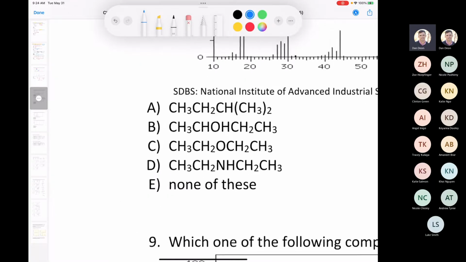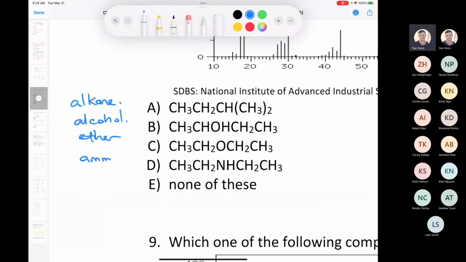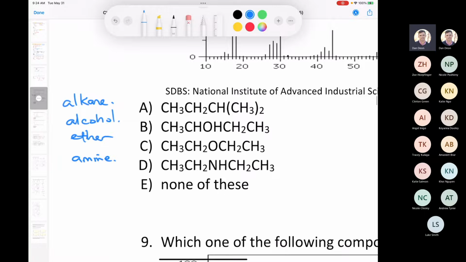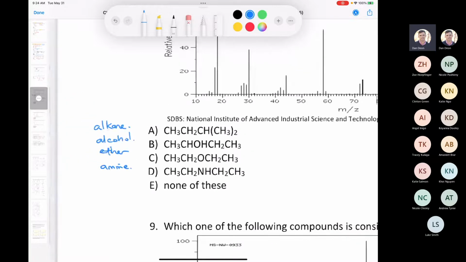We have an alkane. We have an alcohol. We have an ether. We have an amine. And we have none of these. Okay, so we have all these different functional groups. So what are some things that we could look for here?